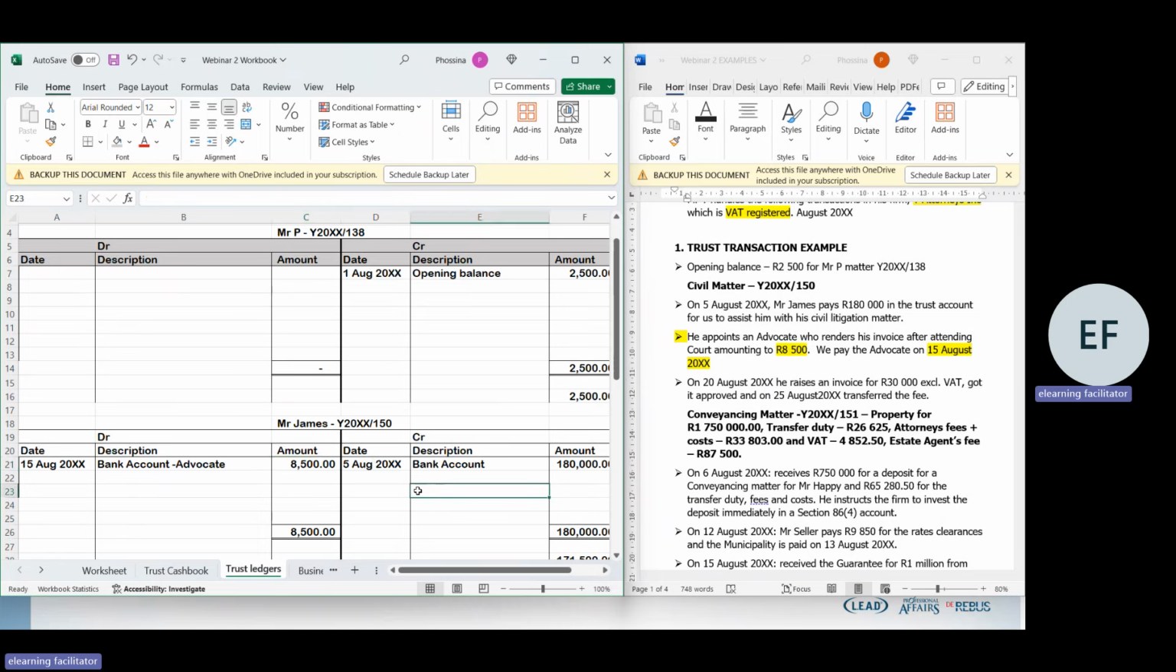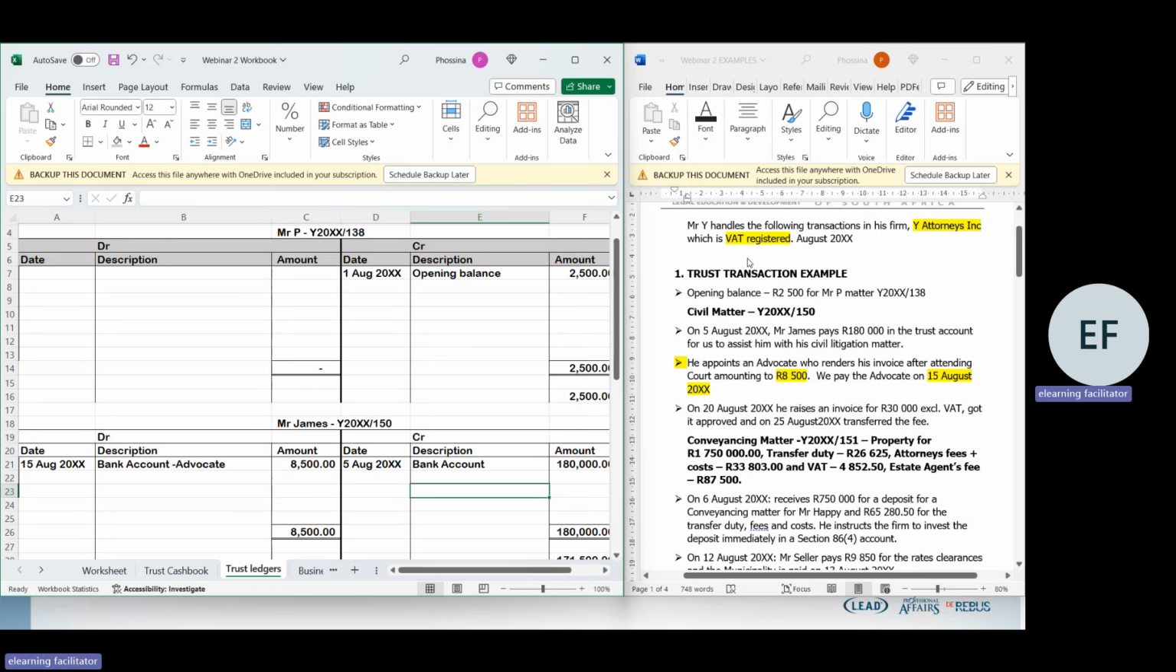Okay. And then the next transaction is on 20 August 20XX. Mr. X, sorry, Mr. Y raises an invoice for 30,000 excluding VAT, got it approved by the client, and on 25 August 20XX, he transfers the fee. Okay, so in invoice, this is now the firm which is getting its funds. Okay, it's excluding VAT, and we are told that the practice is VAT registered.